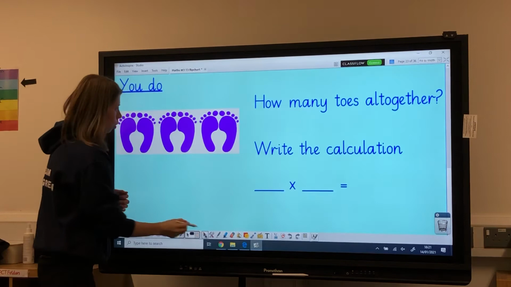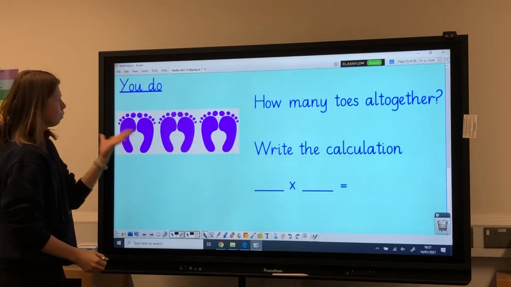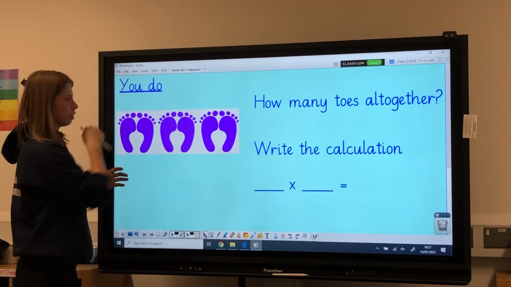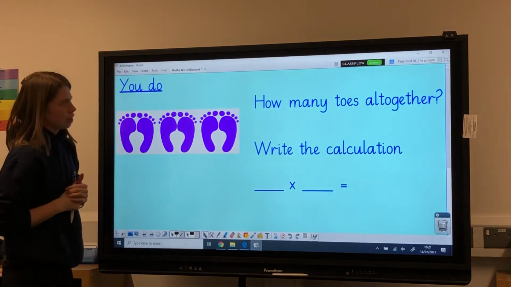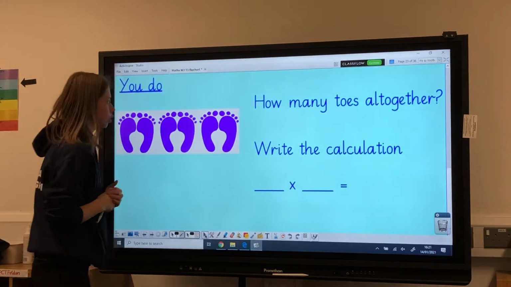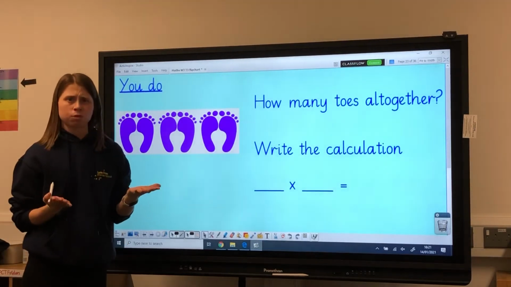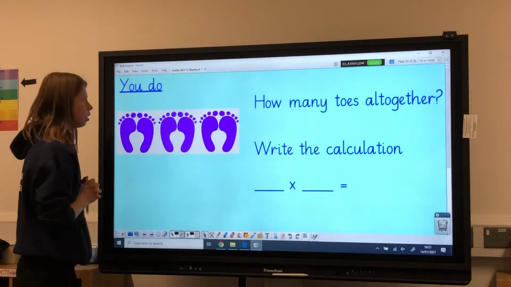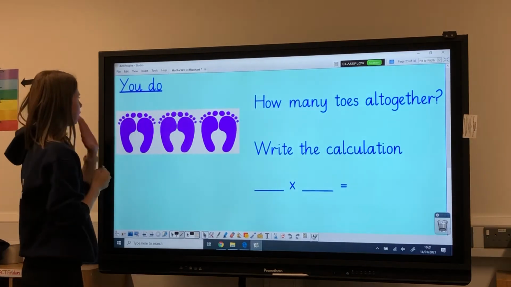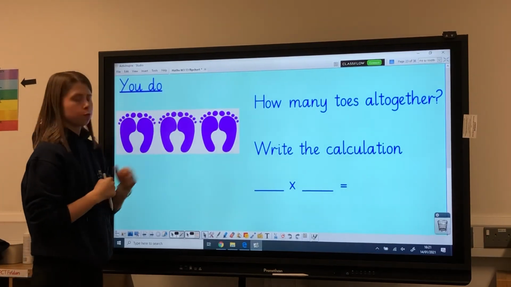So, what have we got in our picture? We've got pairs of feet and we've got some toes, haven't we, on our feet. So we need to find out how many toes there are altogether first of all. Should we count those up? Now, how many toes have we got on our feet? You're right, we've got 5, haven't we? So we don't need to count them individually. We know there are 5 on each foot.